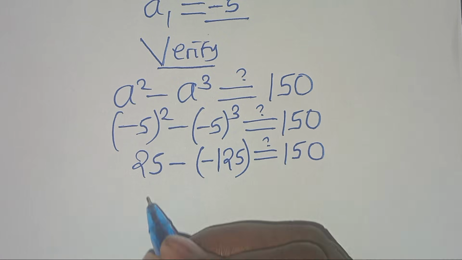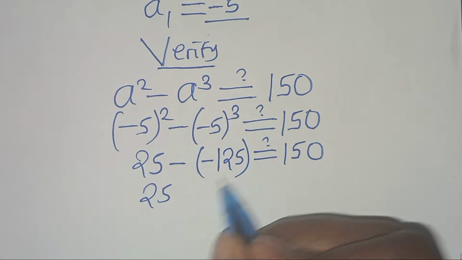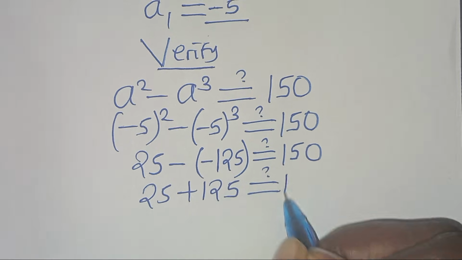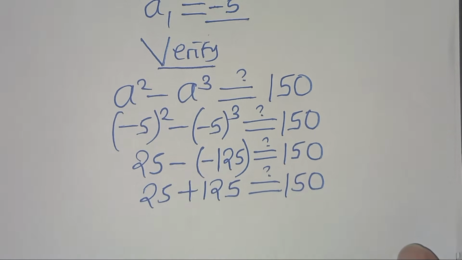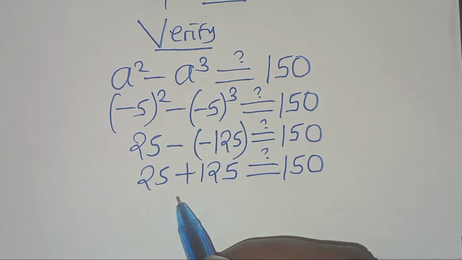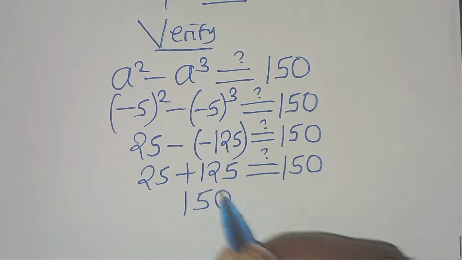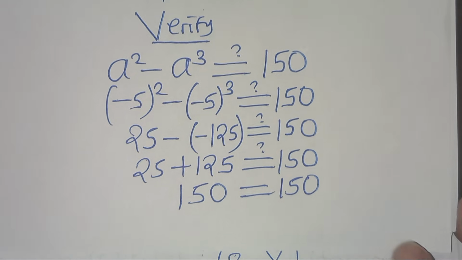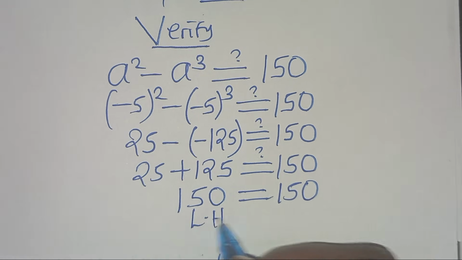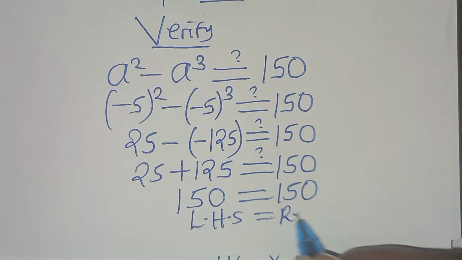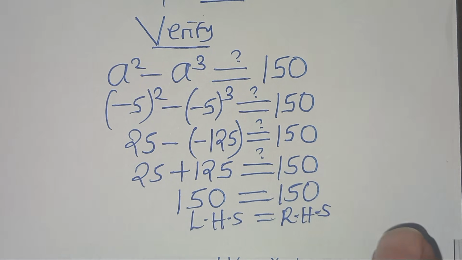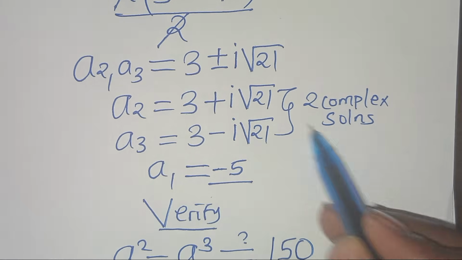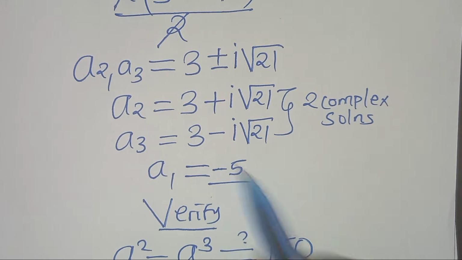So this implies this is 25 minus times minus 125, this is plus 125. This is supposed to give us a value of 150. So 25 plus 125, this is equal to 150, which is equal to 150. So this implies that the left hand side is equal to the right hand side. And this implies that we have three solutions here, two complex solutions and one real solution.